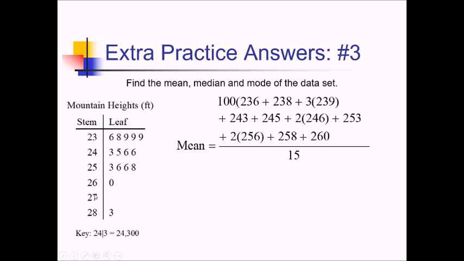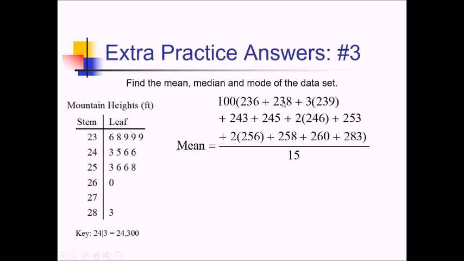And be careful, there's nothing here. There's no leaves on this 27 stem. So that actually doesn't have anything. It's just there so that we don't have a gap in between 26 and 28, because I guess that would look weird. This is kind of like a number line. So then moving on to 28, we have a 283, and that's our last number.